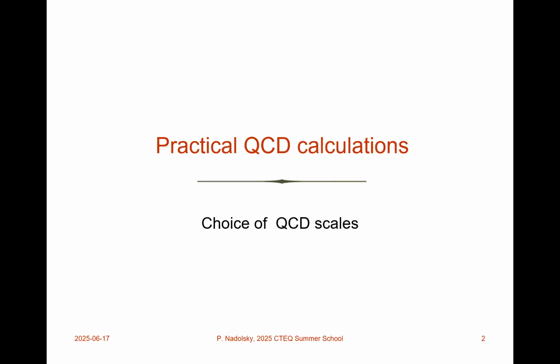Now, of course, what this also means is that the PDF depends on mu F. And in the PDF, you have other scales. You have lambda QCD, some kind of low nonperturbative scale. You also have masses of the quarks, masses of the light quarks in this case, u, d, s, which are very small.